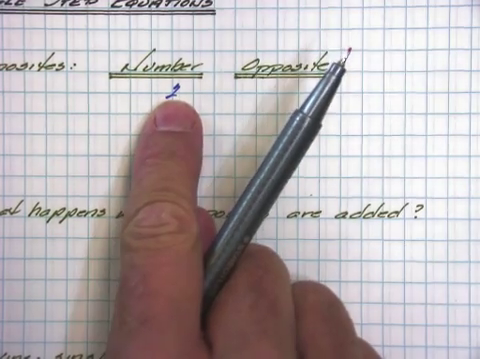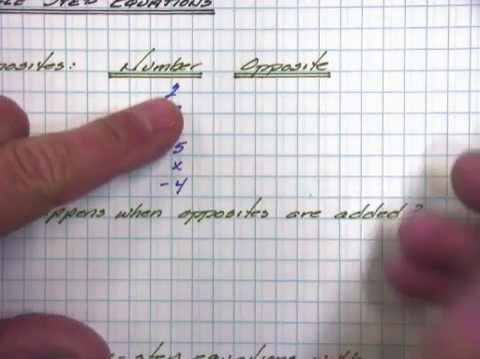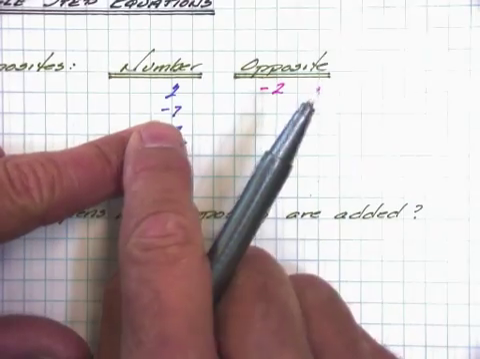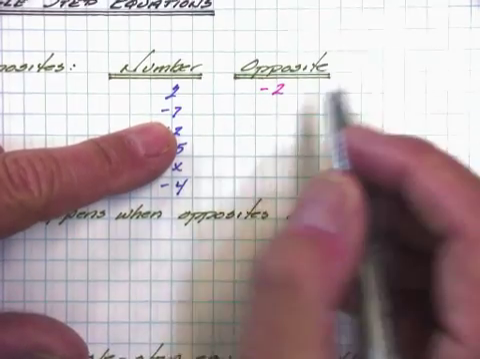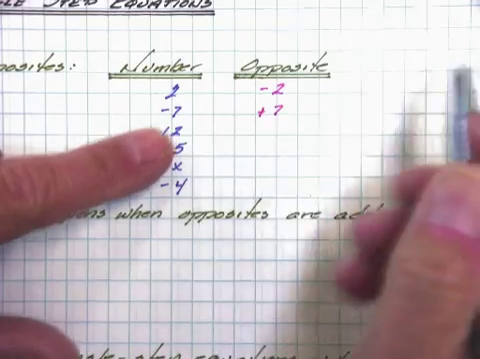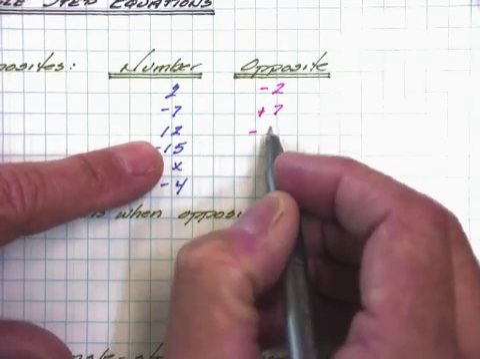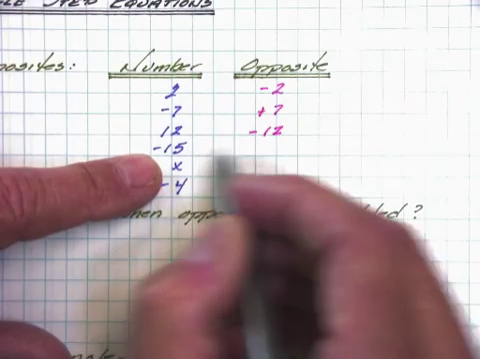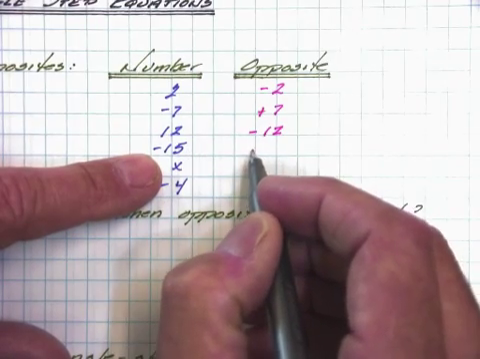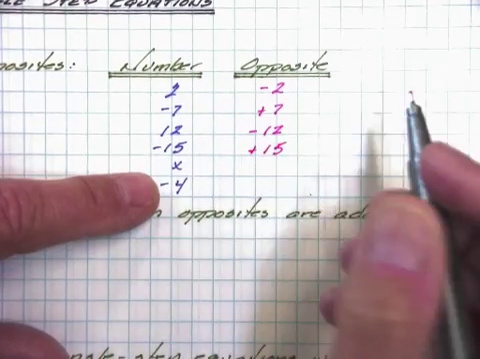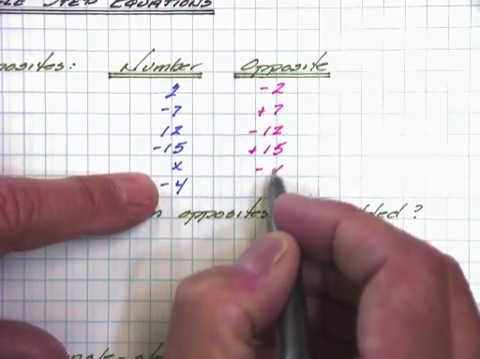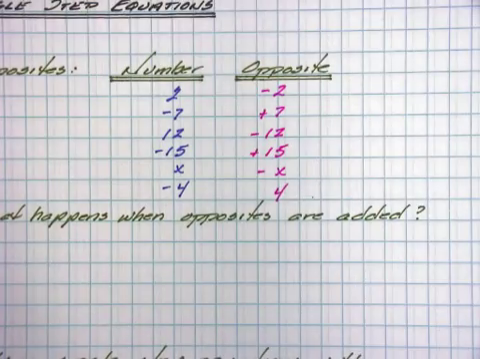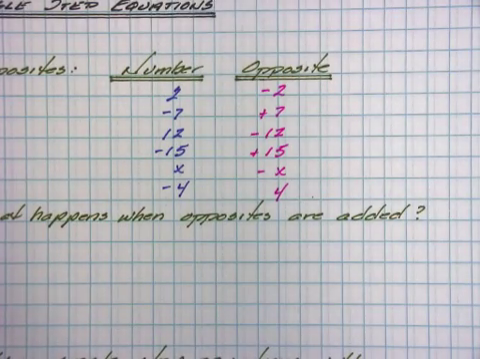Okay, so the opposite of a positive number is a negative. So the opposite of positive 2 would be negative 2. Now the opposite of a negative would be the positive. So this would be positive 7. Opposite of 12 is negative 12. So you see where this is going. You just changed the sign. Negative 15, the opposite is positive 15. Opposite of x would be negative x. And the opposite of negative y would be positive y.